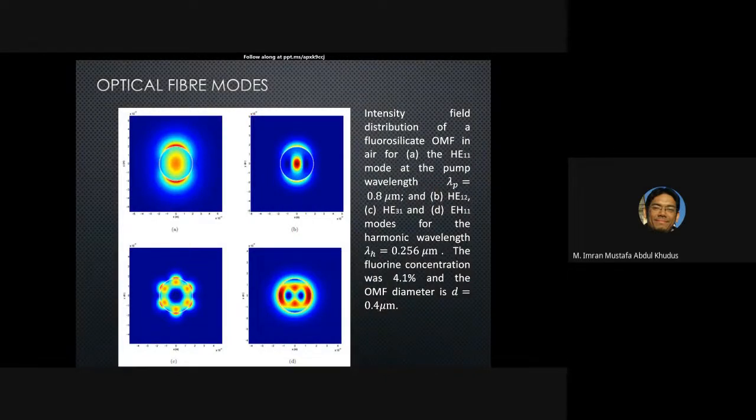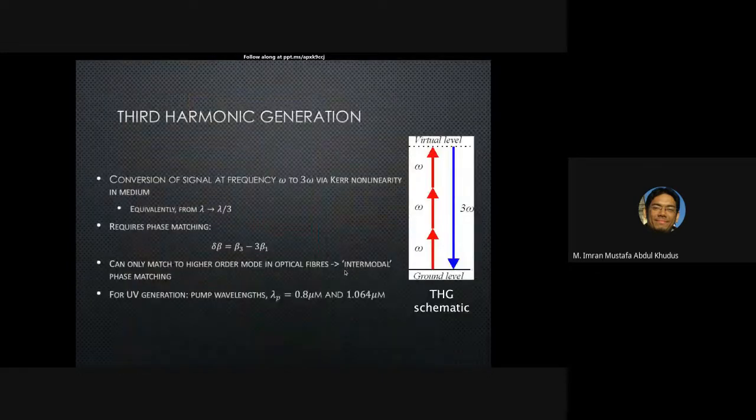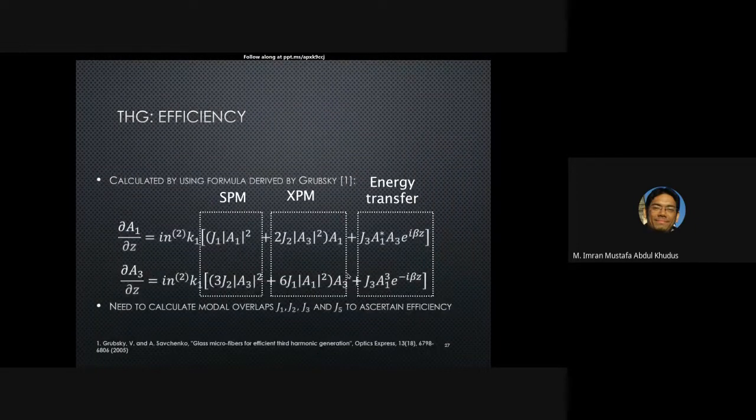The so-called fundamental mode, because it's going to look about the same, right? So the modal overlap is maximal in the fundamental mode. The problem is because of something called dispersion, then you can't do that. So you go to a higher order mode, which is called intermodal phase matching.